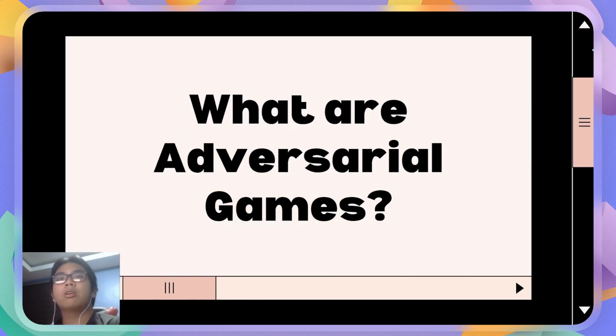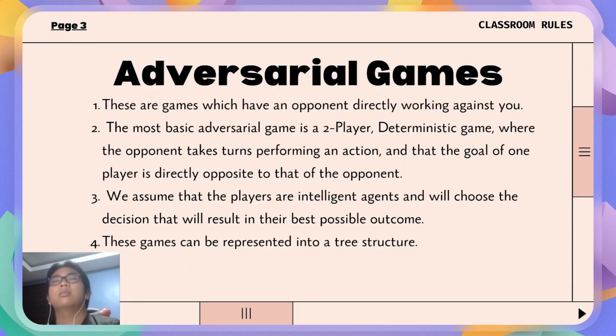So what are adversarial games? The most basic way to think of adversarial games, think of it as the standard games that we have, the standard two-player board games. Think of it like that. So these are games which have an opponent directly working against you. The most basic one is a two-player deterministic game.